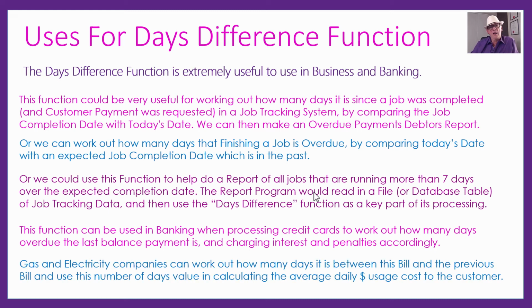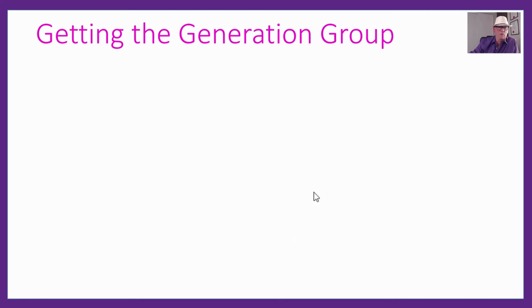And gas and electricity companies between bills, like to do that little calculation where they say your average daily energy cost is $3.50 or whatever it is on the bill. They would have to work out the days difference between this bill and the last time they gave you a bill, and then they can take the total cost and divide by the days and work out on average how many dollars a day it costs to use your gas or electricity. So we could not live without this days difference function, especially in the business world.